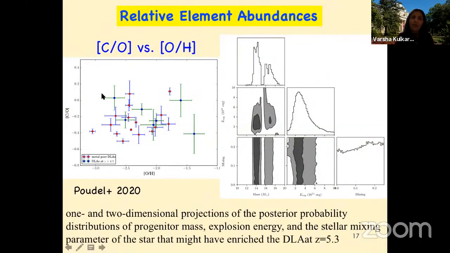And the last thing I want to touch on is the relative element abundances. So for example, here's carbon to oxygen versus oxygen to hydrogen. And there's a lot of scatter here. But for comparison, I've shown here the one and two dimensional projections of the posterior probability distributions of the progenitor star's mass, explosion energy, and stellar mixing parameter of the star whose supernova explosion might have enriched the DLA at redshift 5.3. And while we can't really constrain the mixing parameter much, it seems like we can kind of put some constraints on what range of progenitor masses might have contributed the most to such an absorber's enrichment. And that comes out to be around 15 or 20 solar masses.